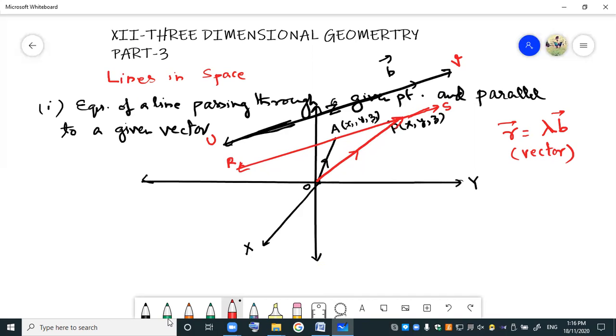Okay. Now, how to write in the Cartesian form? Always write in the vector form and then convert into Cartesian form. In Cartesian form, vector R is a general vector. It is always equal to xi plus yj plus zk.